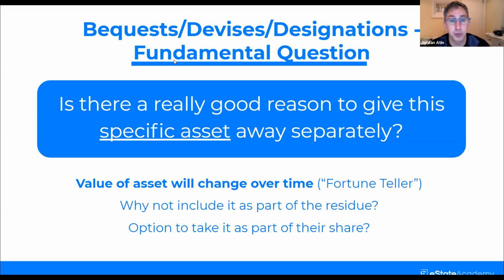So, the two sub questions are, why not include this as part of the residue? And second of all, is there a way to do it so that the beneficiary gets that asset, but it's equalized with the other beneficiaries as part of the residue? Okay. So those are the fundamental questions. Let's dig deeper now.